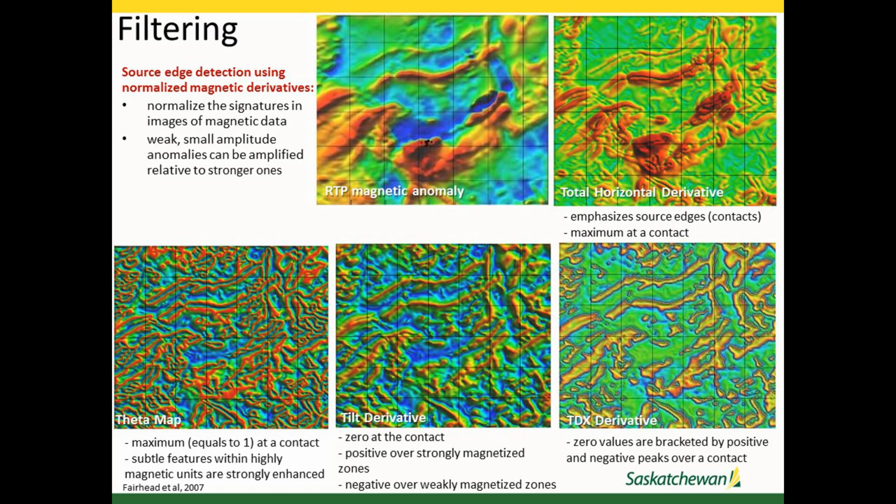The main difference between the tilt and theta maps is that the tilt derivative emphasizes or enhances more deep sources, but the theta map is useful for both deep and shallow sources. You can see more details in this map. On the TDX derivative map, you can see the sharpest contacts in your data, as 0 values are bracketed by positive and negative values over the contact. All of these maps can be used for edge detection.